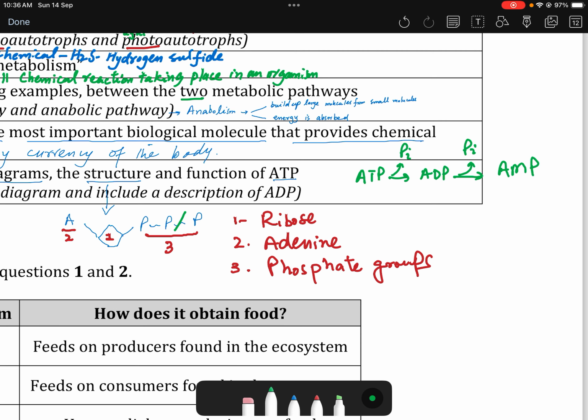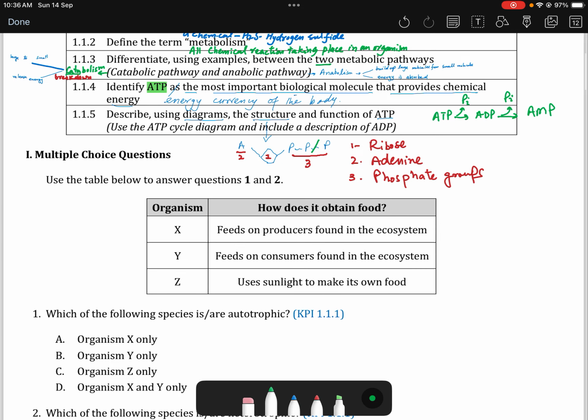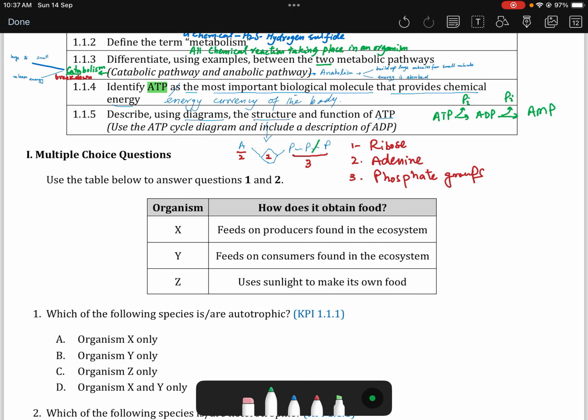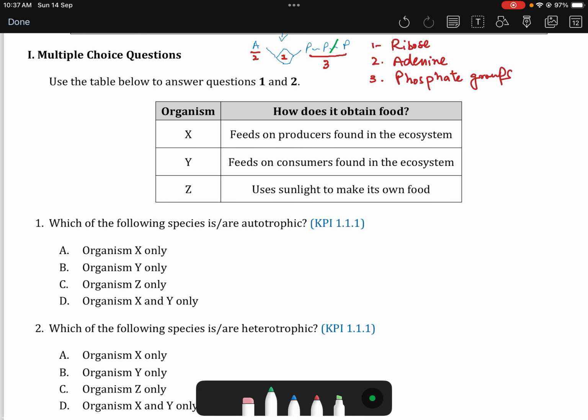Now moving onward, we have to practice the questions. So starting with the questions, one by one. Let's start with question number one. Use the table below to answer questions 1 and 2. You need to use this table to answer both questions. There are three organisms, X, Y and Z. We need to see how each obtains food, and then we answer the questions.